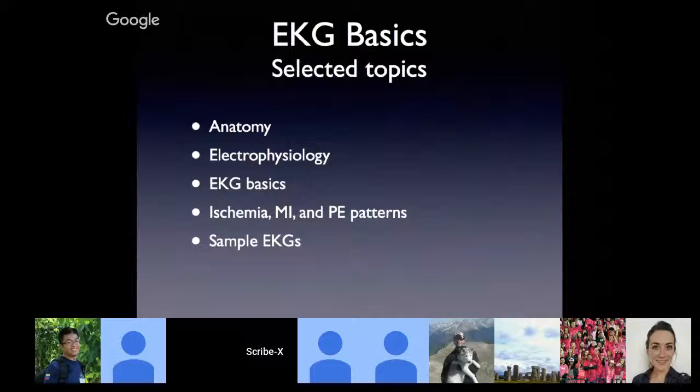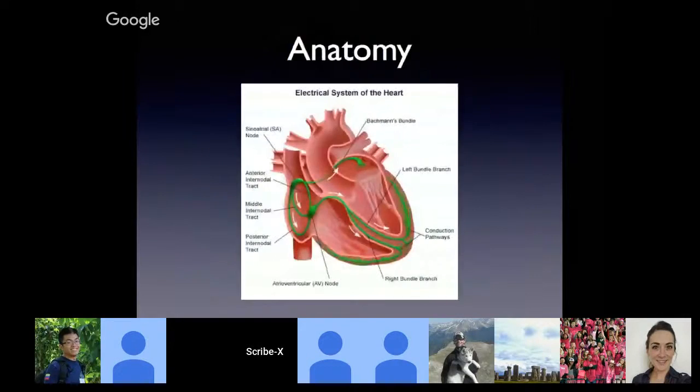So what we'll talk about today is, very briefly, the anatomy of the heart and how that pertains to the electrophysiology of the heart, and what is electrophysiology. And then we'll talk about the basics underpinning the interpretation of the EKG and then specific patterns on the EKG such as heart attacks and rhythm problems, and we'll look at some sample EKGs if we have time.